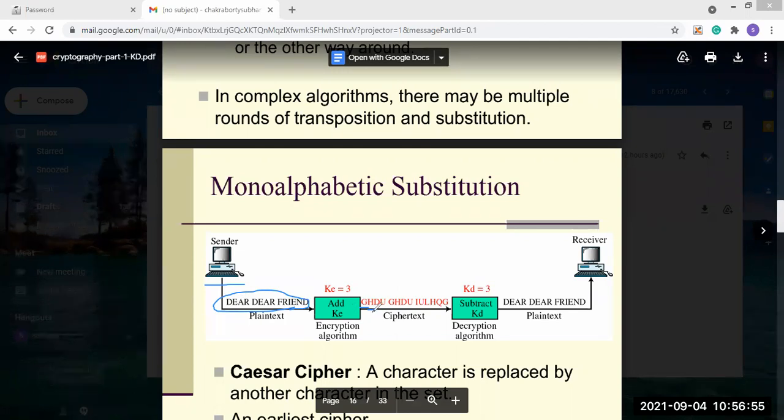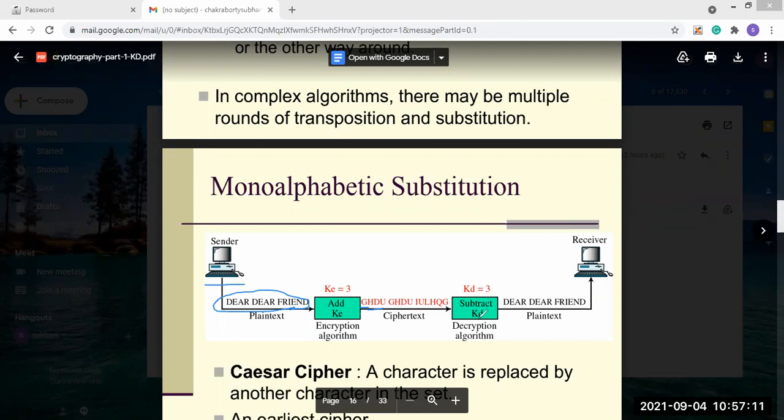So H came. After A we see B, C, D. So that's why D came. So like this, with this key, it is encrypted and it becomes ciphertext. So GHDU, IUL, HQG.